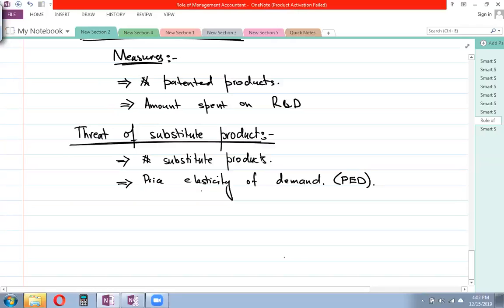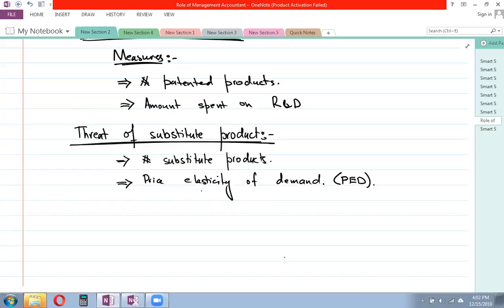Like, for example, if I'm selling a life-saving drug for $1, people are going to buy it. If I sell it for $10, people are still going to buy it. If I sell it for $500, people are still going to buy it, right? That means it is very inelastic, right? Very inelastic.